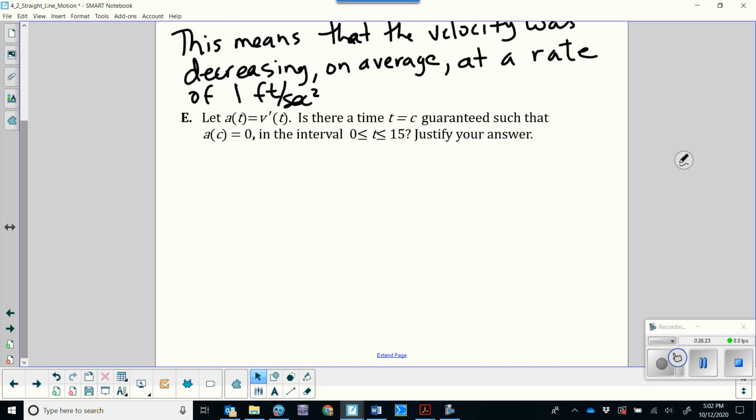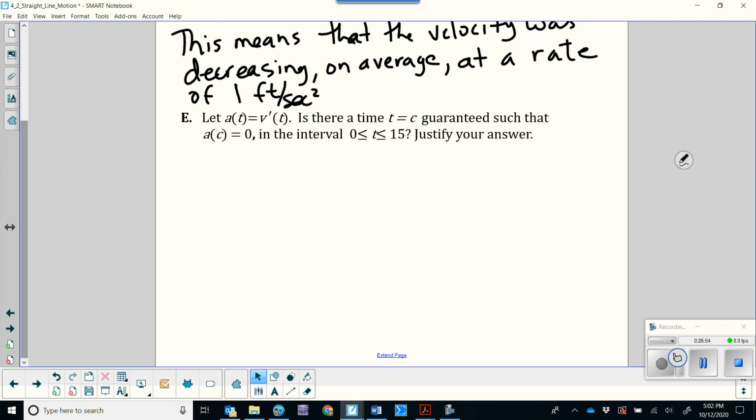So this was kind of a lot of examples, and we'll go over it in class to review. So let acceleration A of t equal V prime of t. Is there a time t equals c guaranteed such that A of c is 0? Okay, so luckily they told us that we're going to use acceleration A of t equal V prime. So again, what are they saying? Well, is there a time guaranteed such that A of c is 0?